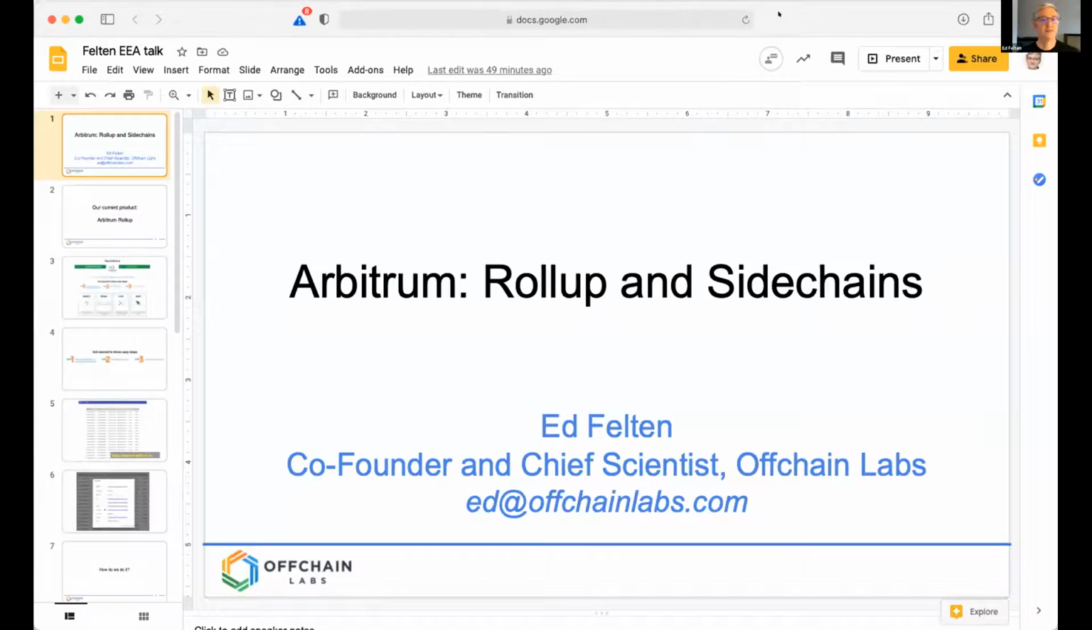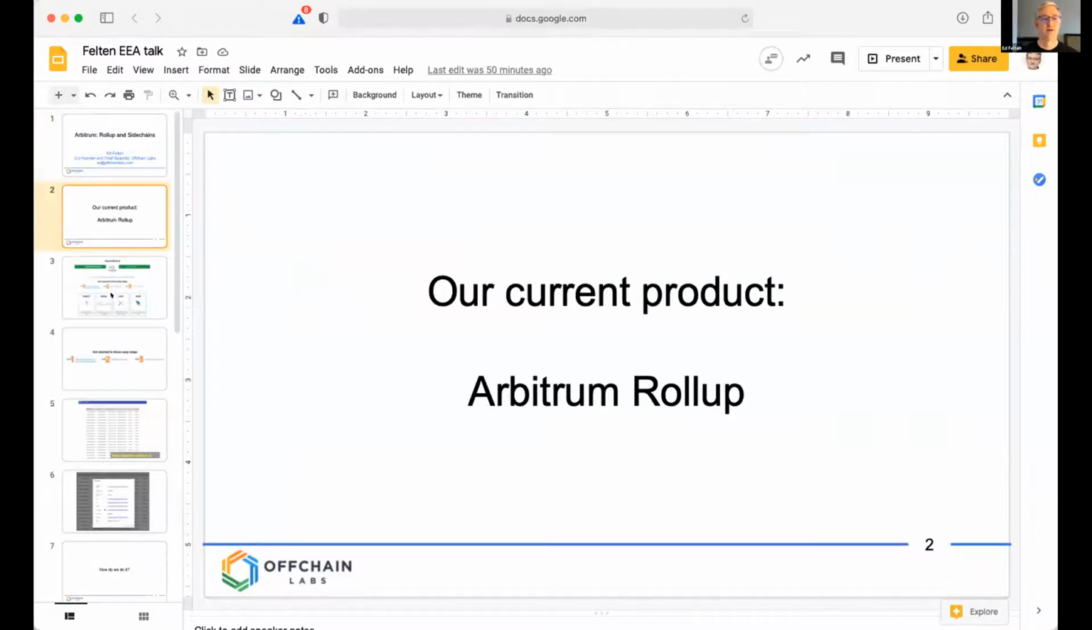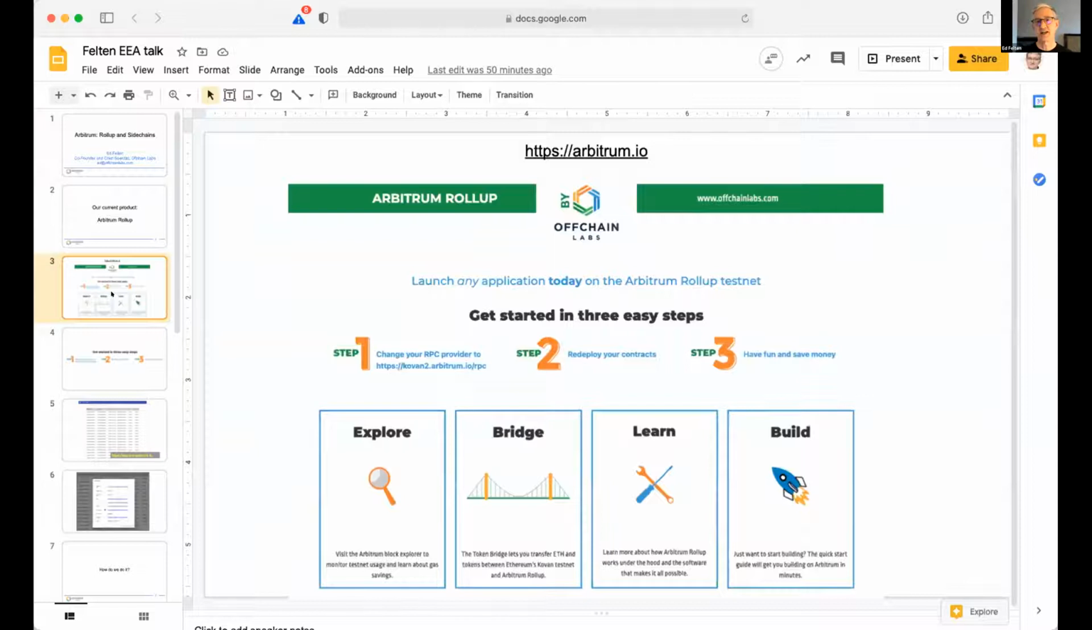Okay, great. Yeah, so I want to talk about Arbitrum. I want to talk about Rollup, which is our current product, and Sidechains, which is the more enterprise-focused product that will come next. So our current product, Arbitrum Rollup. One of the things we're excited about here is our public testnet. It's been up for about 2 months, really open to the public.